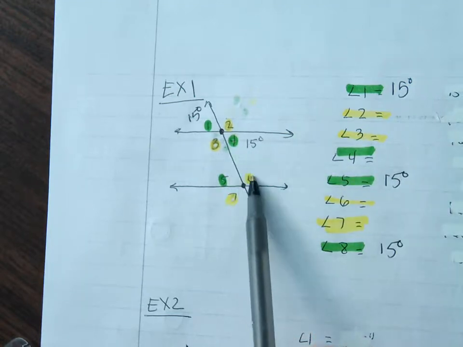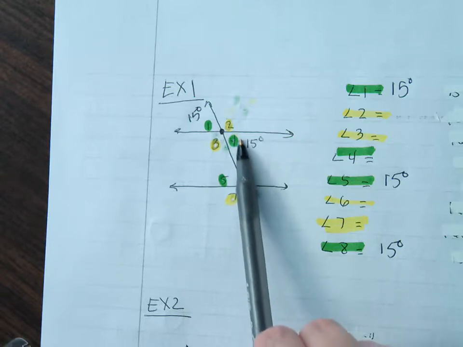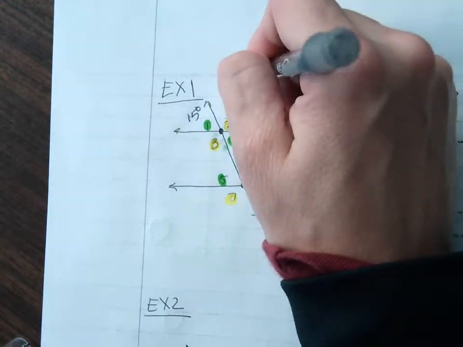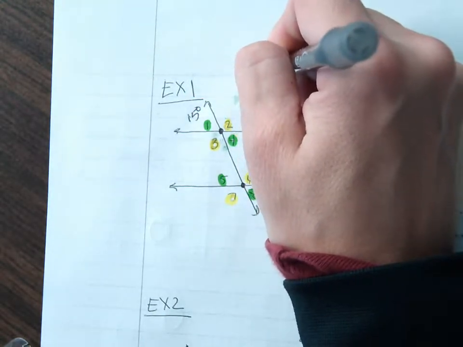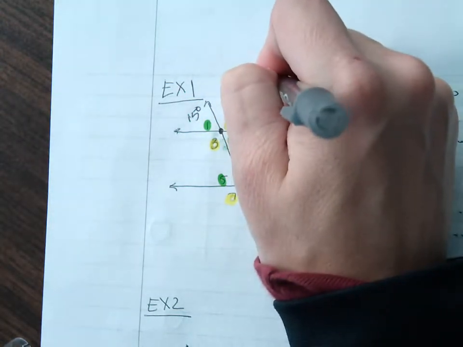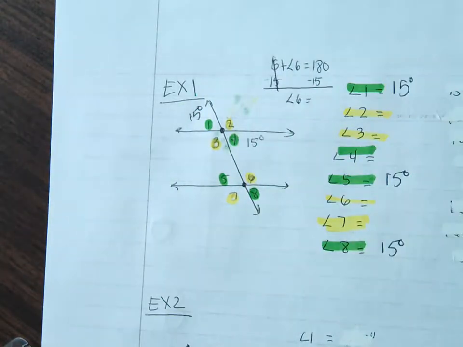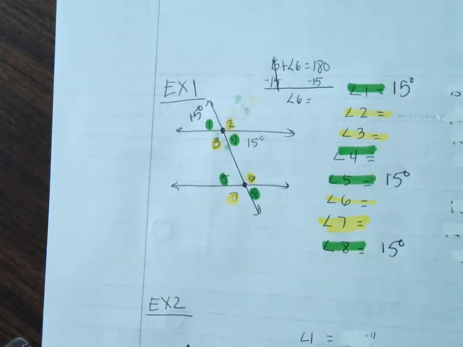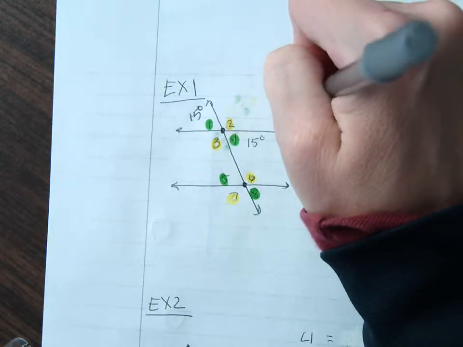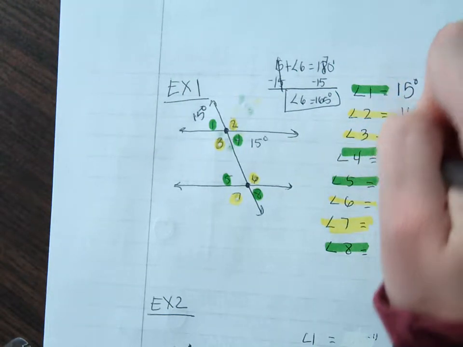We also know, since these are same side interior angles, these are supplementary. They share the long straight angle. So that means these two angles add to be 180 degrees. So I have 15 plus angle 6 equals 180 degrees. I need to subtract 15 from both sides, and that's angle 6 equals 165 degrees. So that means everything else is 165 degrees.